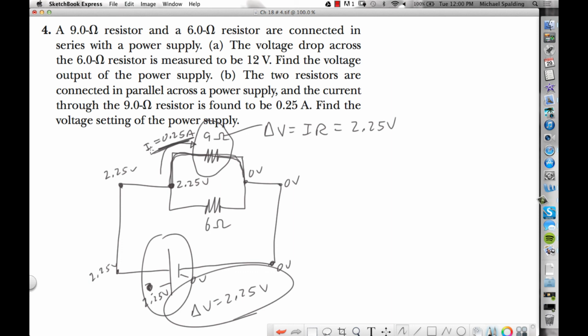For the textbook solution, the answer is 2.3 volts. Is it because it rounded up? They rounded it. 2.25, you could round that to 2.3. Because 5 rounds up. They were rounding to the tenths place.